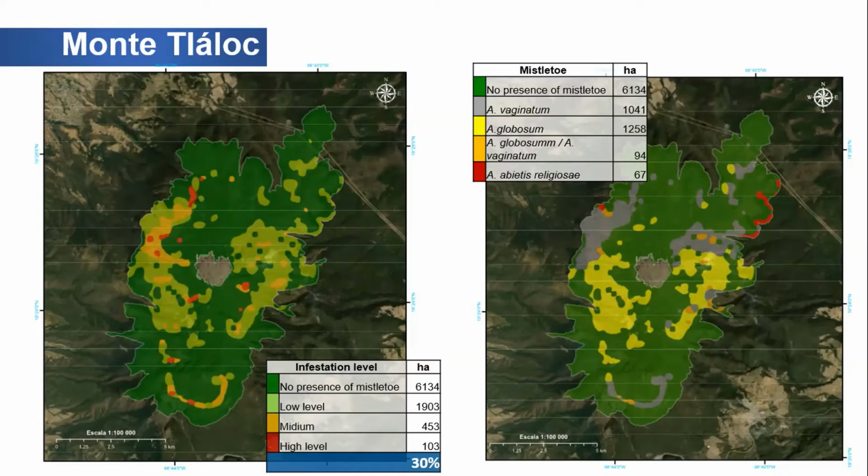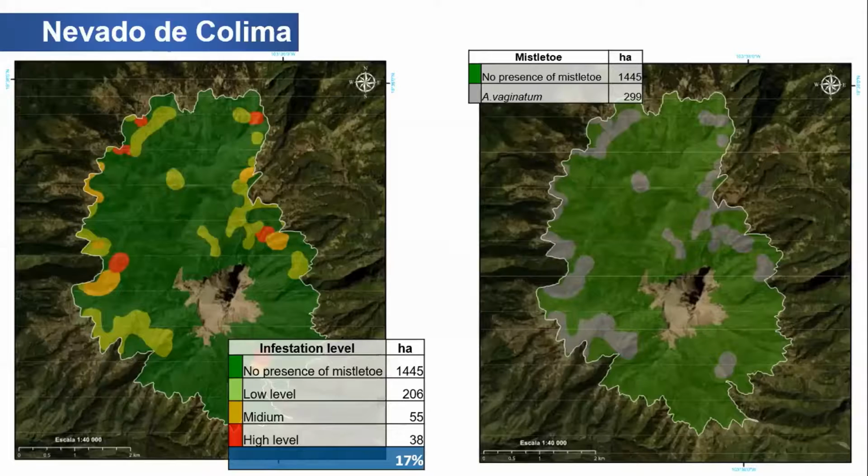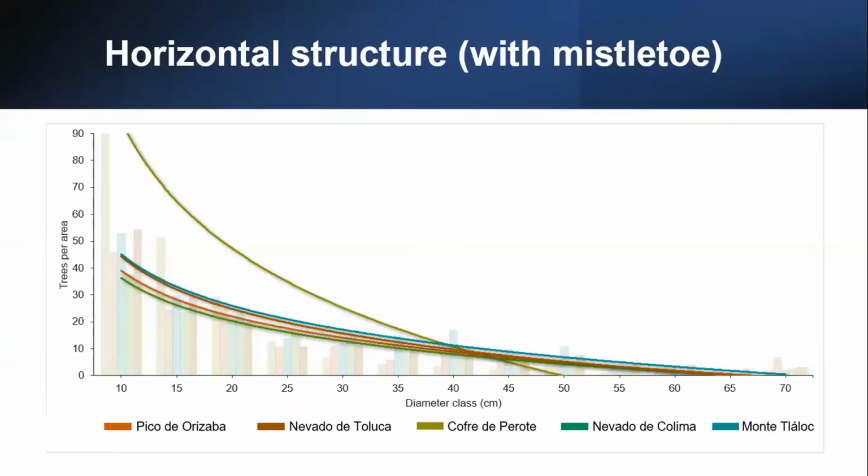Talking about this with other forest friends, we think that these surfaces are very high, and we need to do something. And finally, Nevado de Colima has less than 20% of the surface with mistletoes. Only one species, Arceuthobium vaginatum, and here the real problem is bark beetle, but we don't have the map.